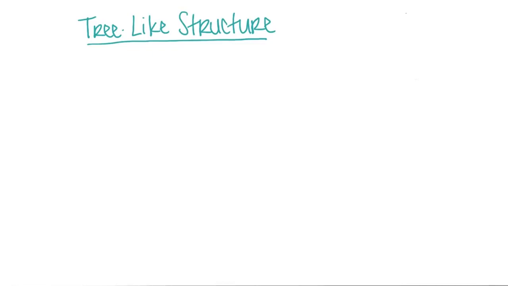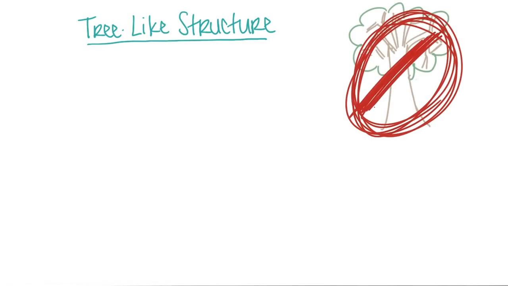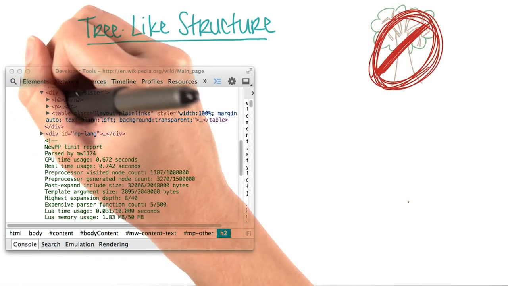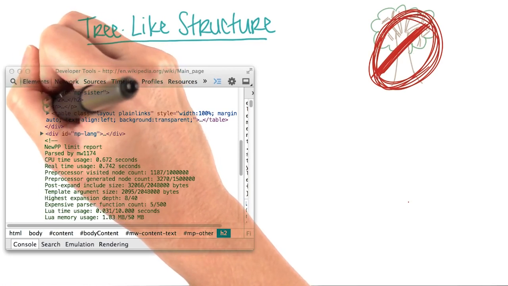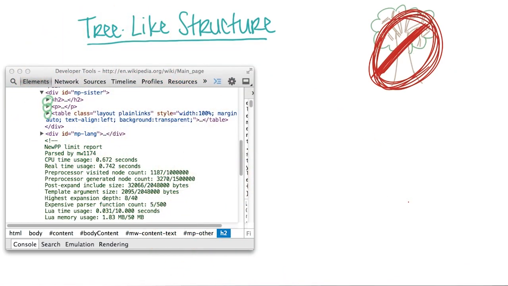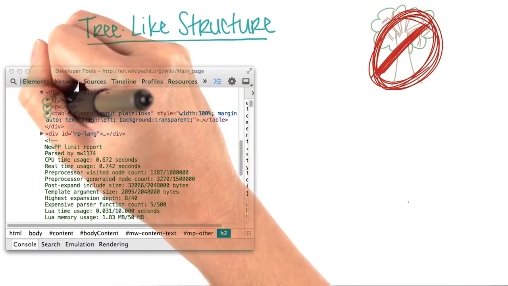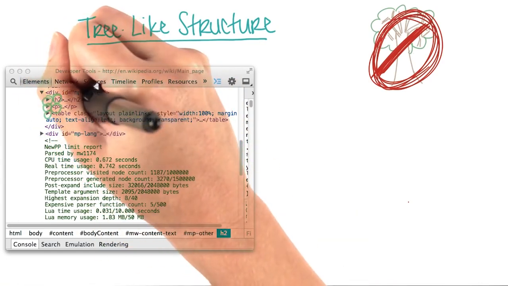Now, recall that the browser built a tree-like structure of the page. And when I say tree, I don't literally mean this type of tree. I just mean a branching structure. Sideways triangles are an HTML element. Each has an opening tag and a closing tag.